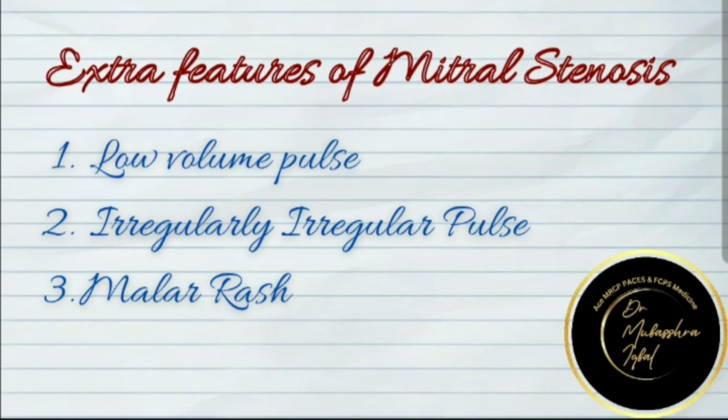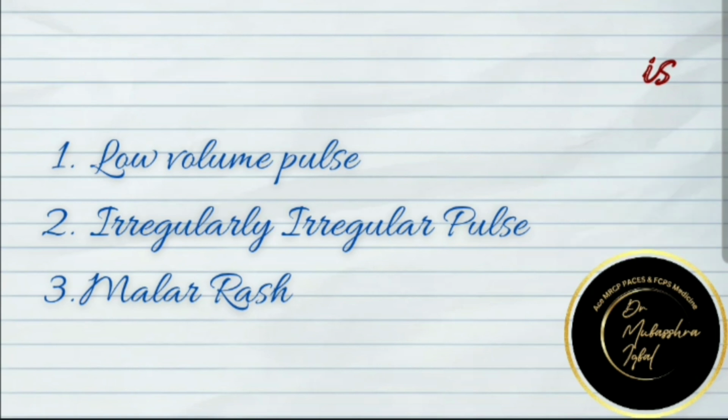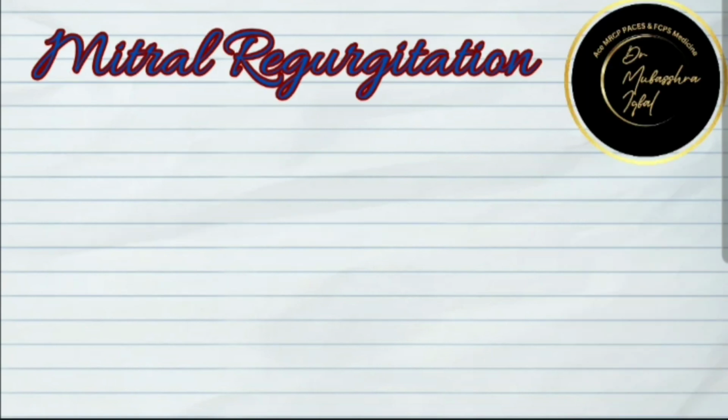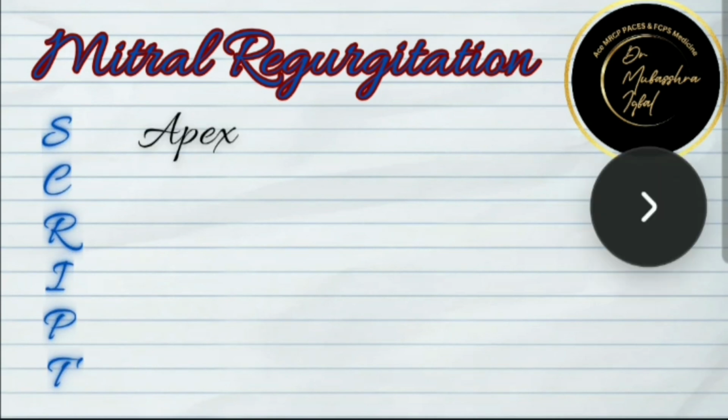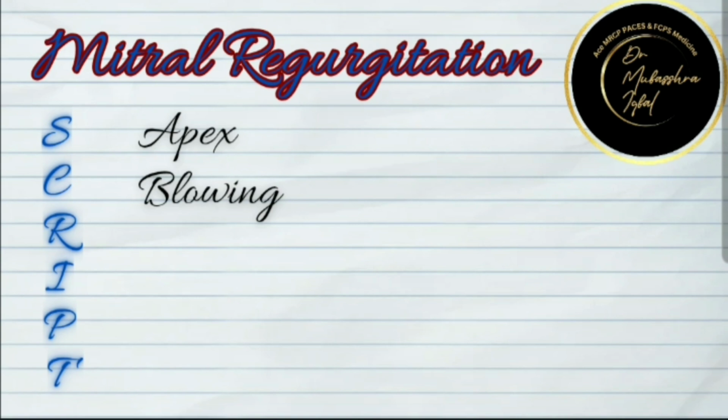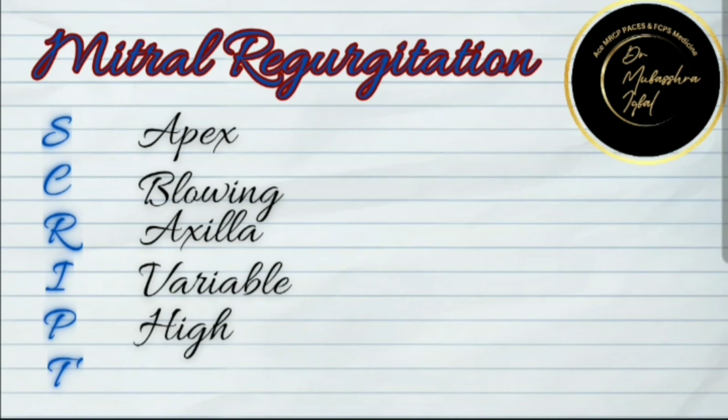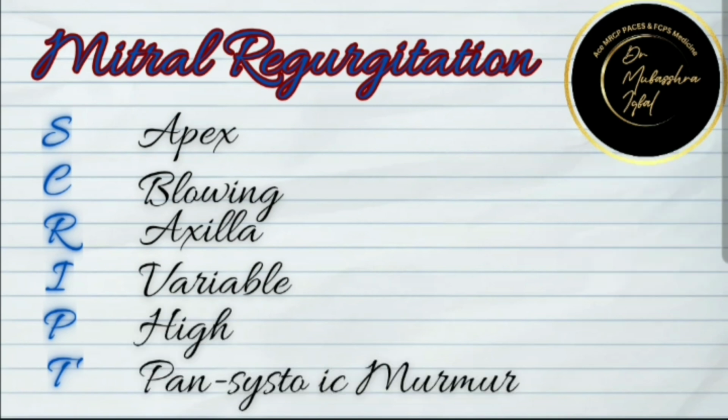Now hear the murmur of mitral regurgitation. In mitral regurgitation, blood flows back from the left ventricle into the left atrium during systole. The murmur of mitral regurgitation is best heard at the apex. The character is blowing and it is radiated to the left axilla. It is variable in intensity, a high-pitched, pansystolic murmur. And the extra feature is that in mitral regurgitation there is good volume pulse.